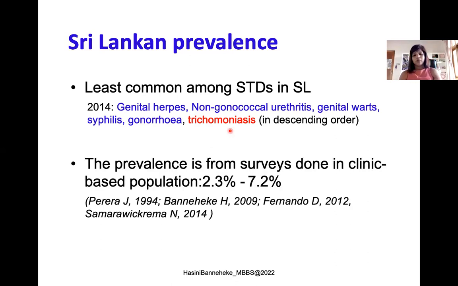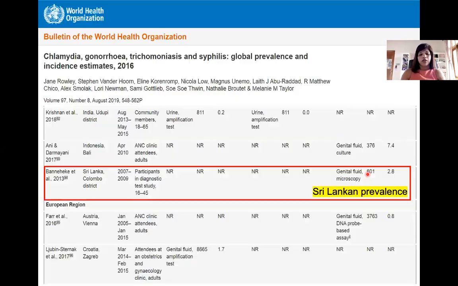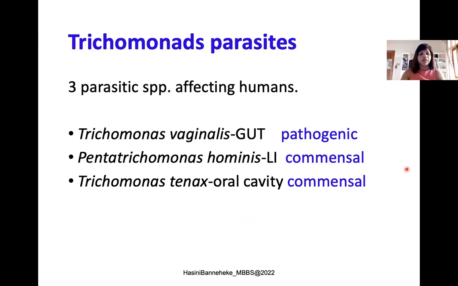The prevalence data have come from research done mostly in medical faculties, and these were done in clinic-based populations. So you cannot extrapolate those data to the general population, because these are in a specific selected sample. Anyway, WHO has also taken the Sri Lankan prevalence from a study that I have done. They say the prevalence in Sri Lanka is 2.8, so that's usually the rough prevalence in Sri Lanka.